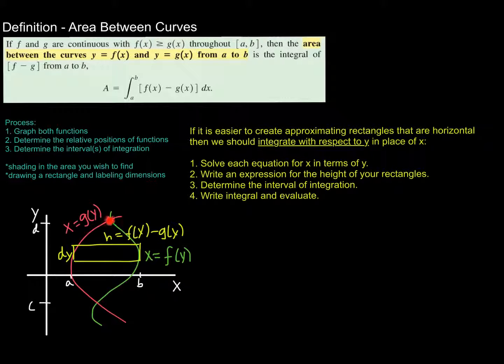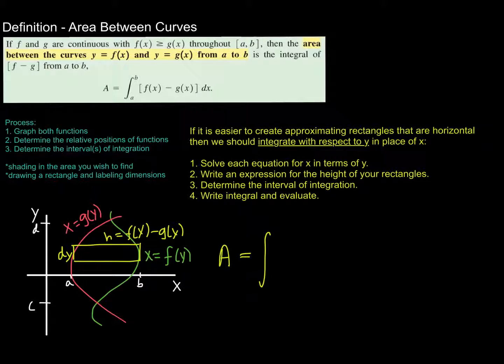So I need to find what these intersecting points are, and notice that I'm going between the y values of those intersecting points. So we'll call those c and d here. And then I simply need to write and evaluate my integral. This shouldn't be too hard to do.